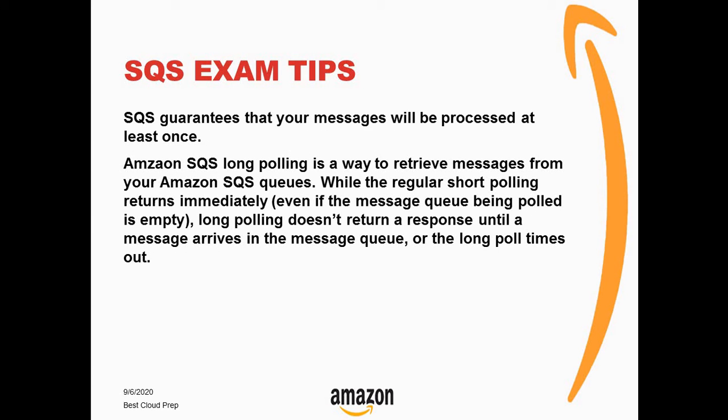Also remember that SQS guarantees that your messages will be processed at least once. And then long polling is a way to retrieve messages from your Amazon SQS queues, while the regular short polling returns immediately, even if the message queue being polled is empty. Long polling doesn't return a response until a message arrives in the message queue or the long poll times out. And this is a way of saving money with SQS.